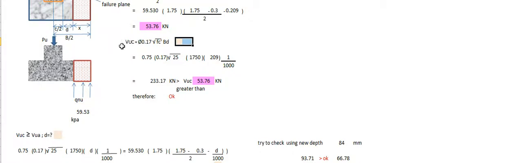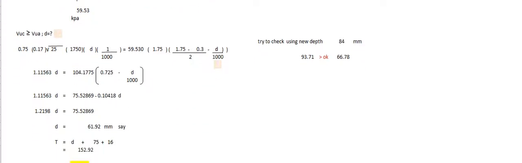Calculating the ultimate shear capacity, Vuc equals phi times 0.17 times square root of fc times big B times d. By substitution the value is equal to 233.165625 kilonewton, greater than 53.76 kilonewton. Therefore, OK. Since it is not OK, we use the formula shear Vuc capacity is equal or greater than Vua actual to calculate the depth d as shown.